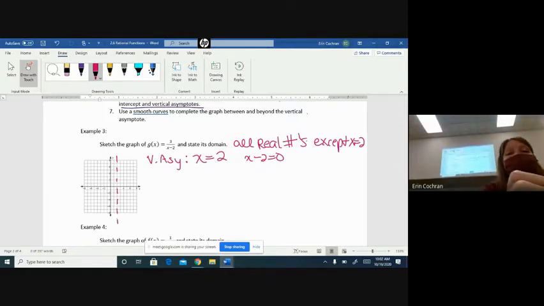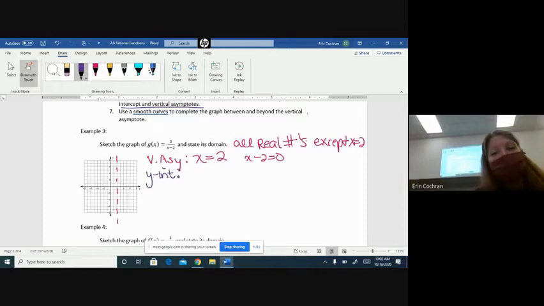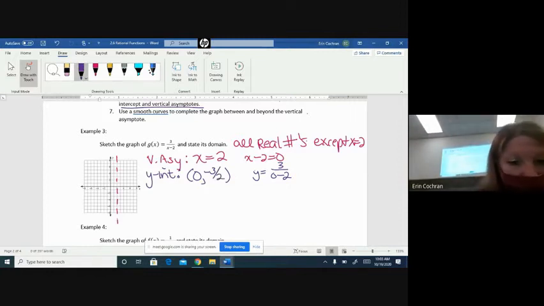So now let's go ahead and find our y-intercepts, kind of going through our list up there. What do we know about the x-coordinate for a y-intercept? It is always 0. So I'm going to plug 0 in for x, and can I find y? Yeah. So g of x just means y. So y equals 3 over 0 minus 2. So what is 3 over 0 minus 2? Negative 3 over 2. So can I graph (0, negative 3 over 2)?